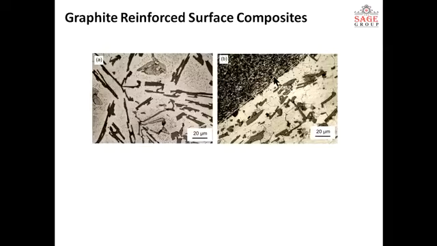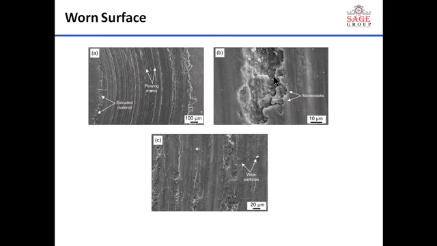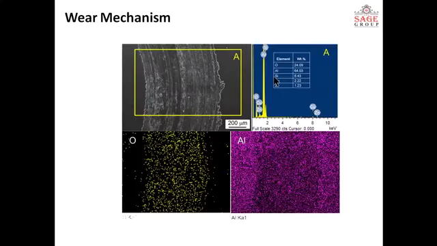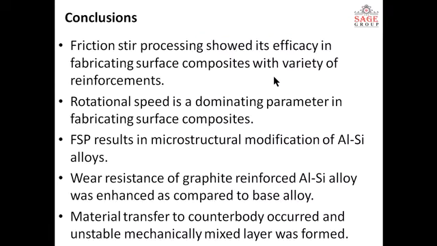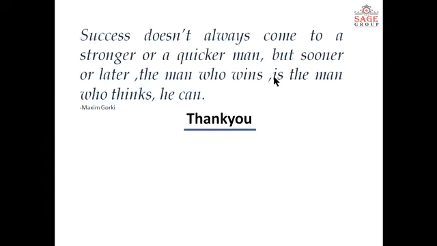So these are some micrographs of the worn surfaces and the wear mechanism. So finally we can conclude that friction stir processing is a very important technique for fabricating surface composites, and for having a sound processed part, the process parameters must be selected very carefully.